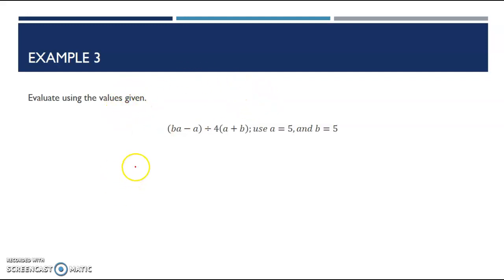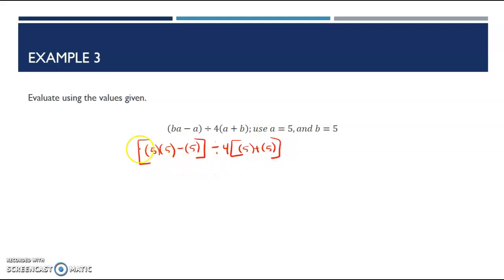So again, substituting into parentheses, where I have grouping symbols, I'm going to make them brackets. So again, I don't know why both of them are the same, but b is 5 and a is 5 minus a, close my brackets, divide by 4. I'm going to use brackets again for my grouping symbol, a plus b.